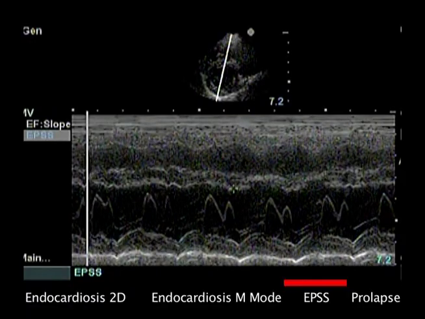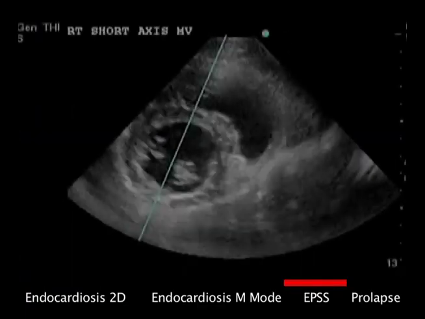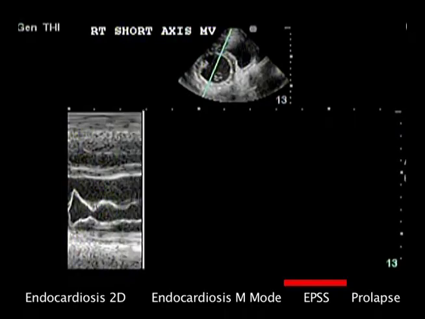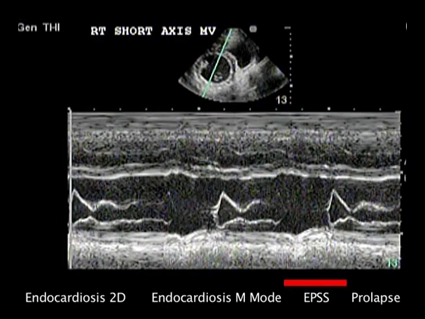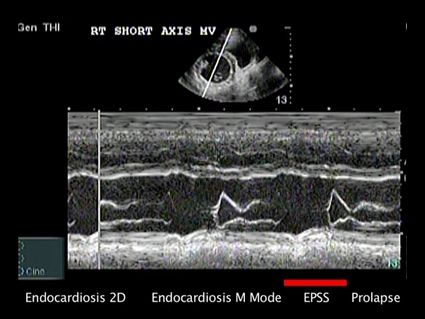Normal E-point to septal separation distance is less than 0.6 centimeters or 6 millimeters. An excessive E-point to septal separation measurement would support an increased left ventricular chamber size in diastole, or a left ventricular volume overload.